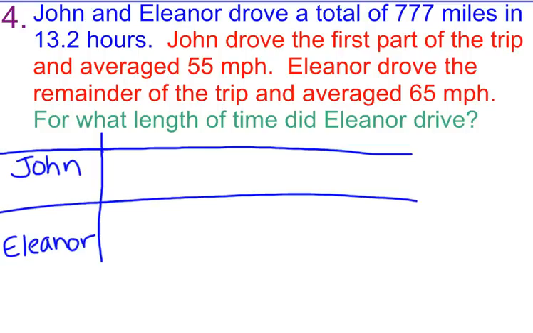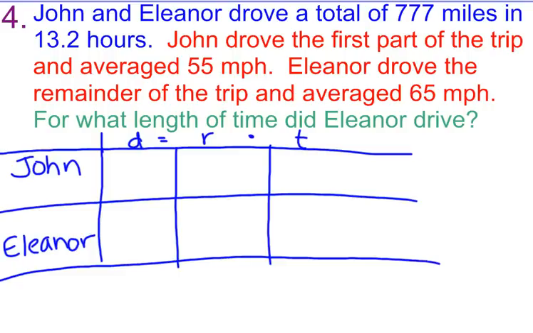So I'm going to say in my table that the formula is distance equals rate times time. And I'm going to see which of these variables they give us. Okay, so I'm going to fill in what I know about John and Eleanor. I know that together they drove 777 miles. So maybe I actually should also have a column for total, huh? Does that make more sense? So let's put a column down here for total. Total distance, total time, all that good stuff.